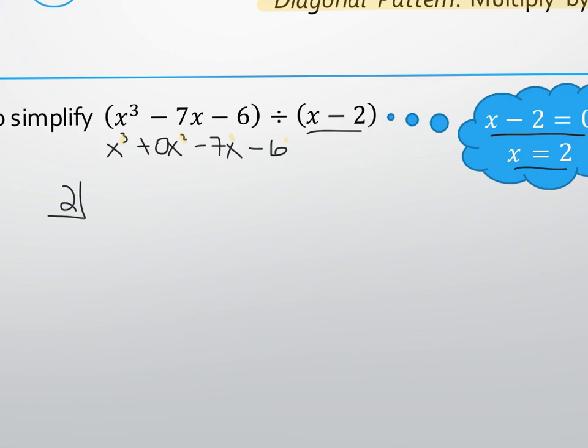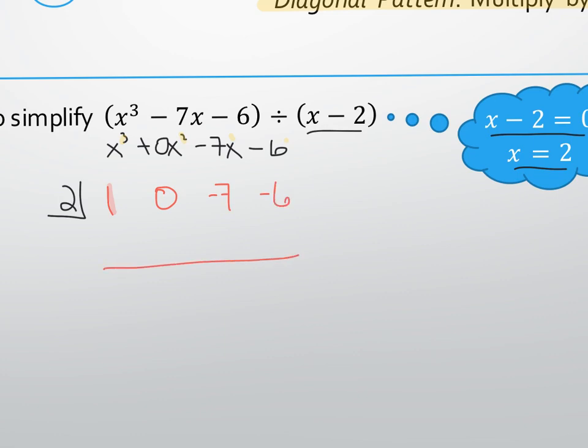The next thing we'll do is drop down the leading coefficients. The leading coefficient of x cubed is 1. The leading coefficient of x squared is 0. The leading coefficient of x is negative 7. And the leading coefficient of the constant is negative 6.